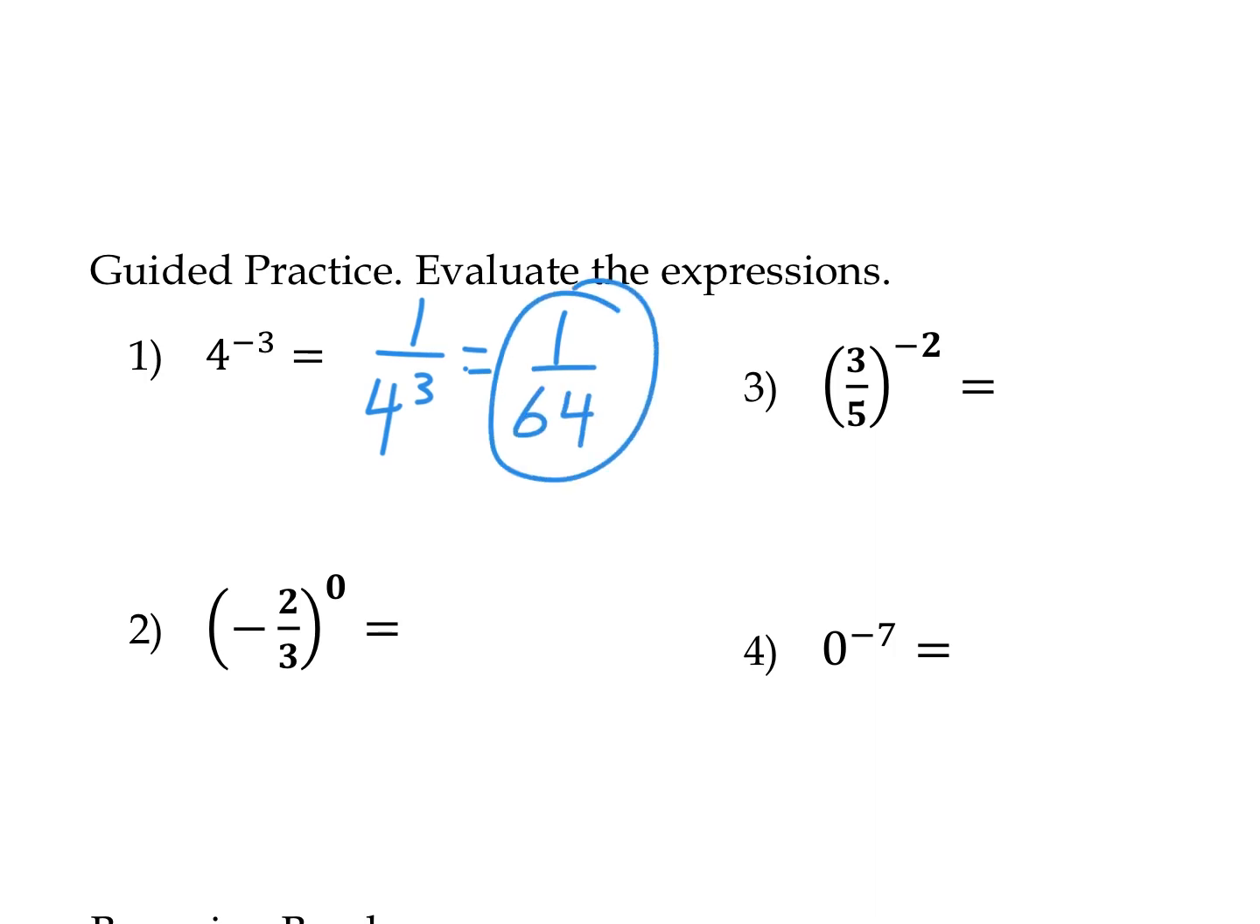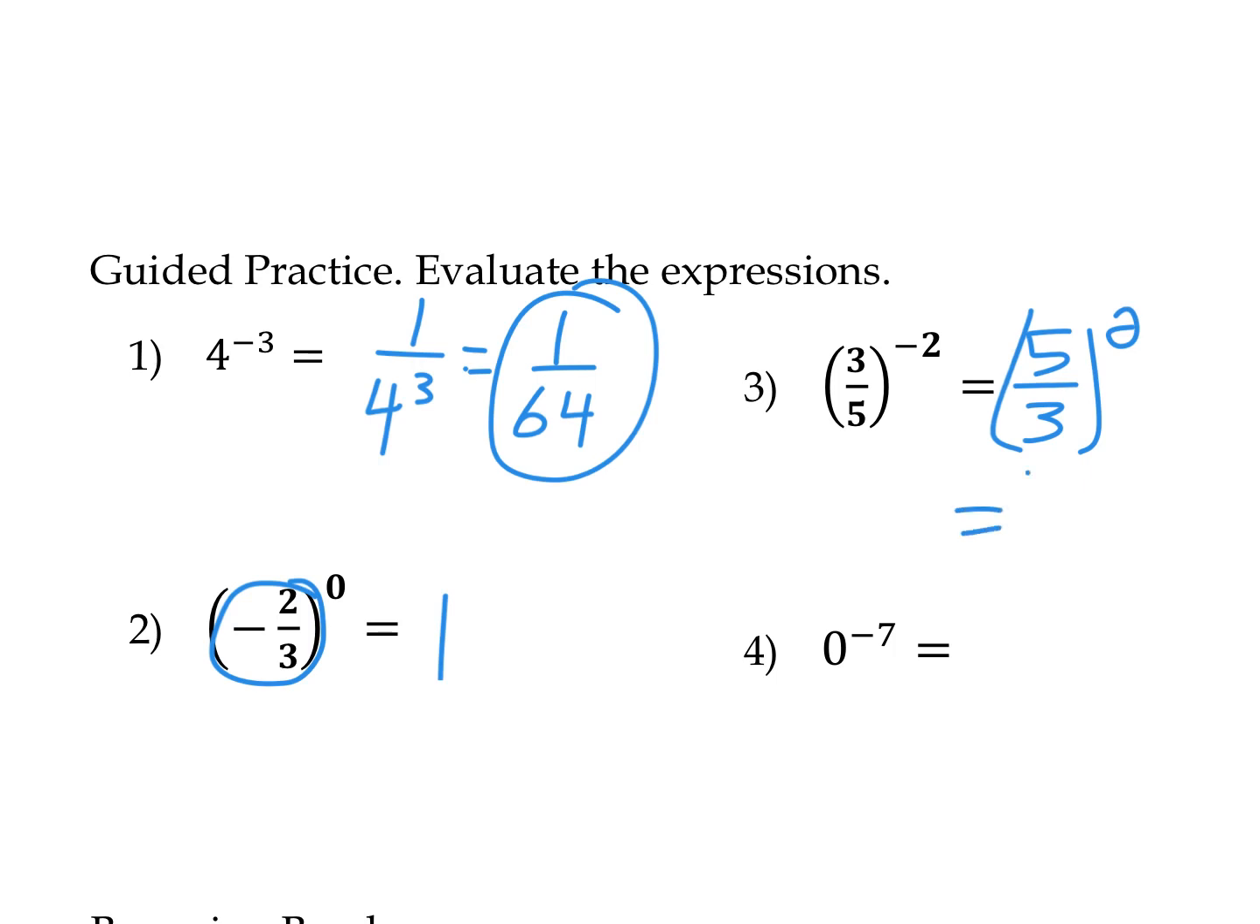In the second example, we have negative 2/3 to the 0 power. Again, I don't care what's in the parentheses there. This can be anything you want. When it's to the 0 power, it's equal to 1. Then we take 3 over 5 to the negative second. That means I'm going to write that as a reciprocal, 5 over 3 to the positive second. Reciprocal now to a positive power.